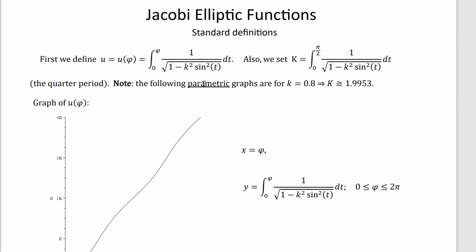So again, I rewrote this definition for u in terms of phi, so we have that. And then in most of the graphs we will later see, there's a quarter period that we call capital K, nice and confusing, but that'll be the integral from 0 to pi over 2 of this same integrand. And so most of the graphs I look at, I have little k equal to 0.8, which leads to the quarter period, capital K, being just about 2.